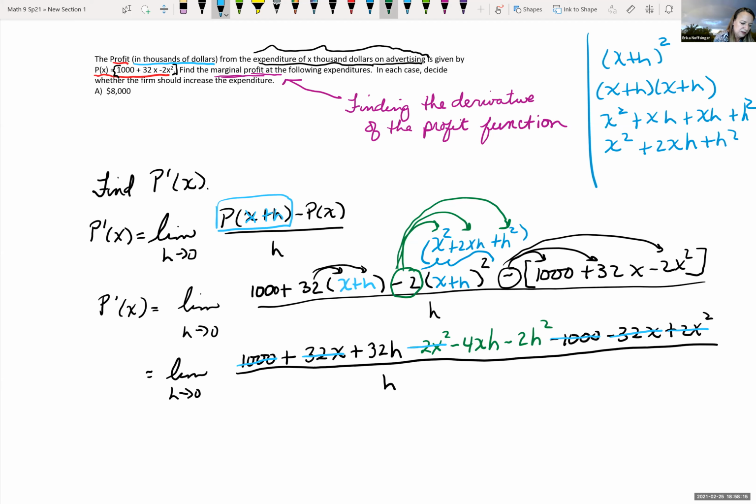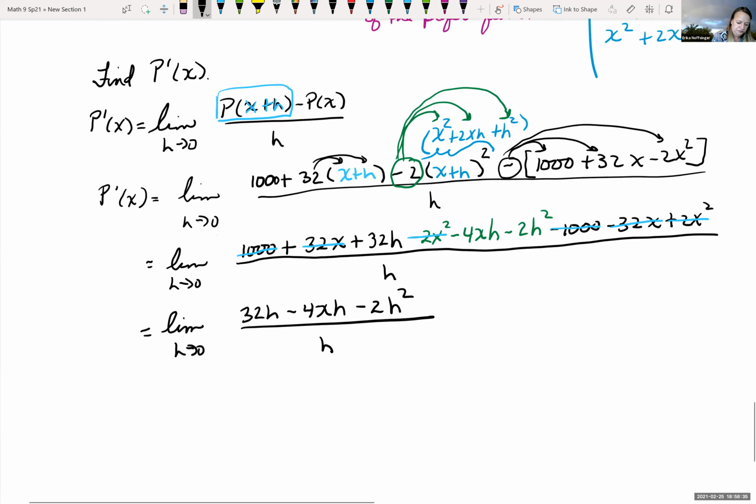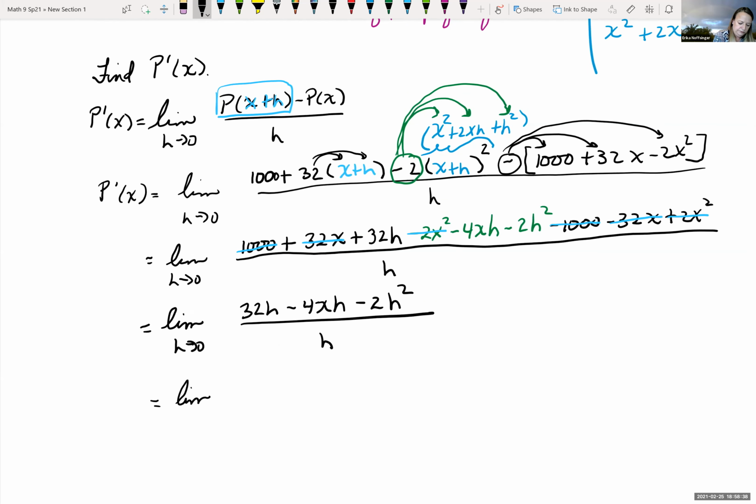And so every term that we're left with in the numerator has a variable h. So we can factor that out. We have a 32h minus a 4xh minus a 2h squared left in the numerator, all over h. So pulling out one of the h's in the numerator, we have 32 minus 4x minus 2h all over h. The h's now cancel.